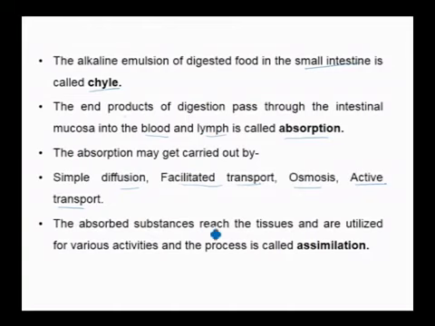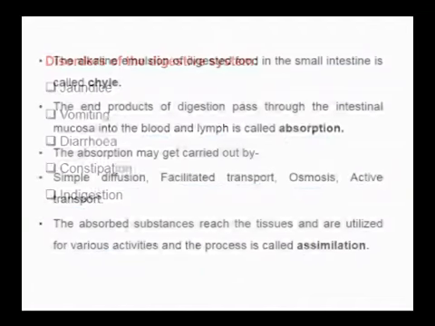The absorbed substances reach the tissues and there they are utilized for various activities. This process is said to be assimilation. So, ingestion, digestion, absorption and then assimilation. Finally, undigested waste materials are thrown out through the large intestine. There would be solidification of the undigested waste material, and then the fecal matter is defecated out of the digestive system through the anus.